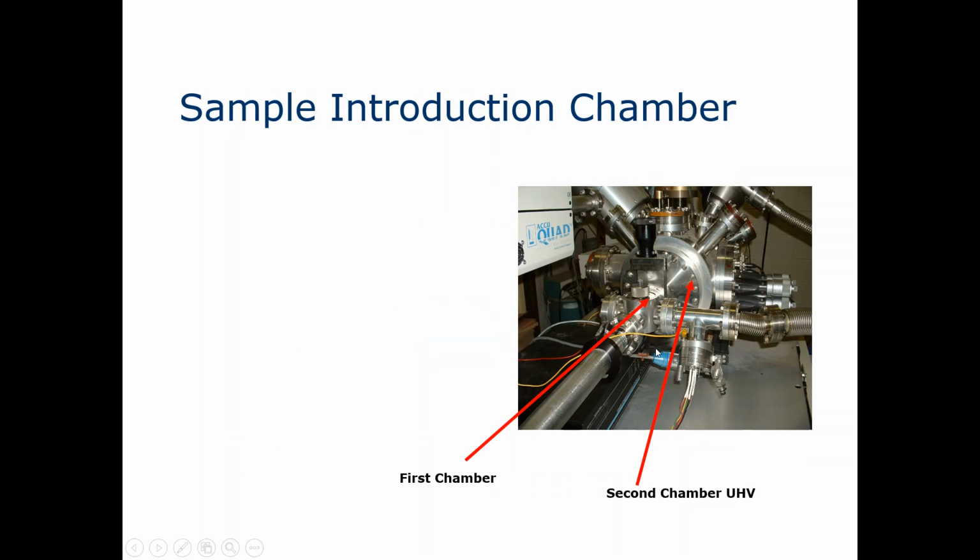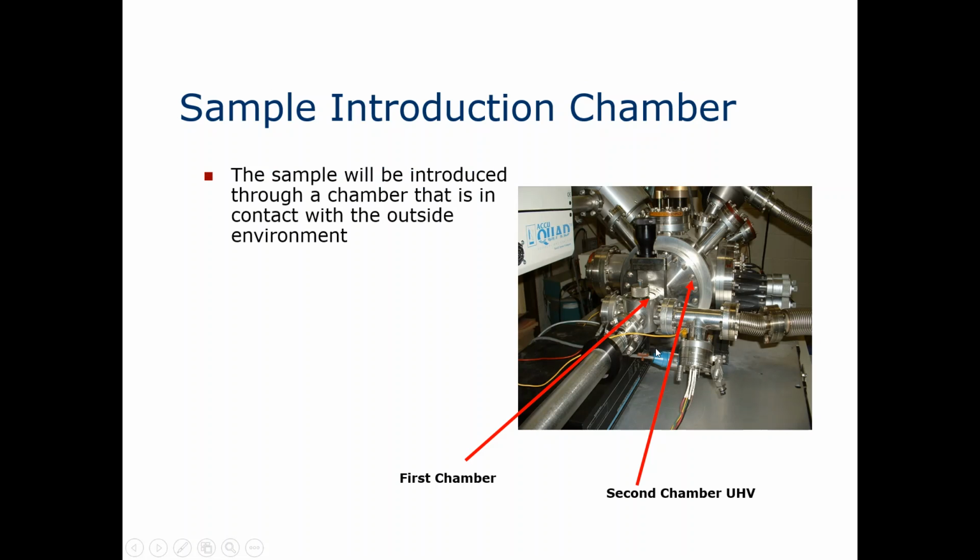So here on the sample introduction chambers, you can see that we have two chambers. This one is the first chamber, and this one is the second chamber. The sample will be introduced through a chamber that is in contact with the outside environment, which is this one. So it will be closed and pumped to low vacuum, in contact with the low vacuum pump.